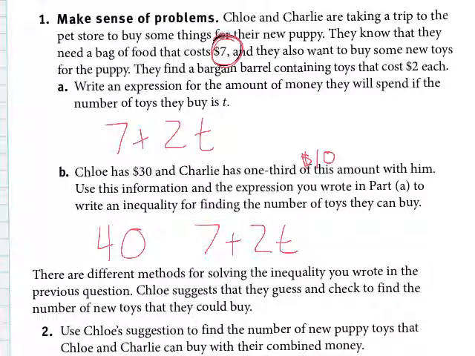So let's think about this. I want you to have a quick conversation with your group. Do you want your money to be more than the money that you're spending, or do you want the money that you have to be less than the money that you're spending? Go ahead.